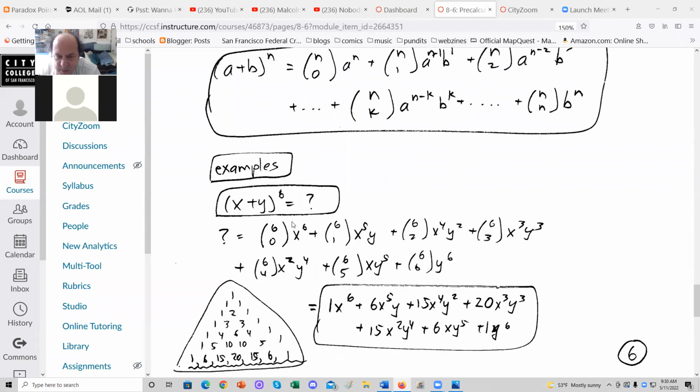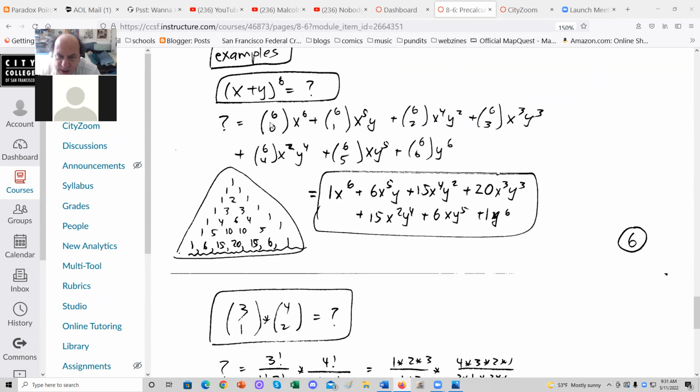For example, x plus y to the 6th power. 6 choose 0, x to the 6th, plus 6 choose 1, x to the 5th y, 6 choose 2, x to the 4th y squared, 6 choose 3, x cubed y cubed, 6 choose 4, x squared y to the 4th, 6 choose 5, x y to the 5th, 6 choose 6, y to the 6th.